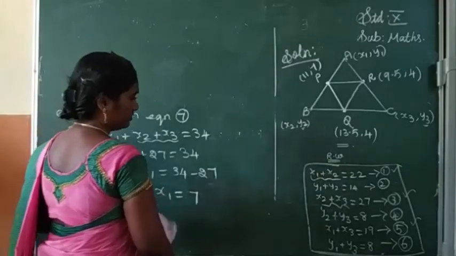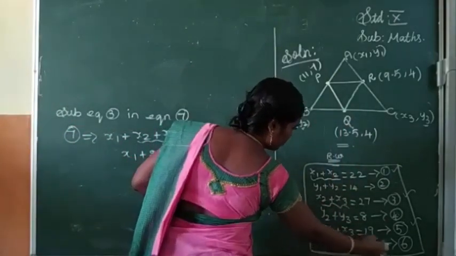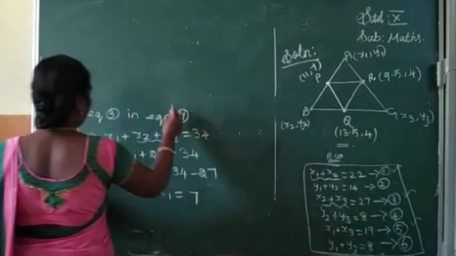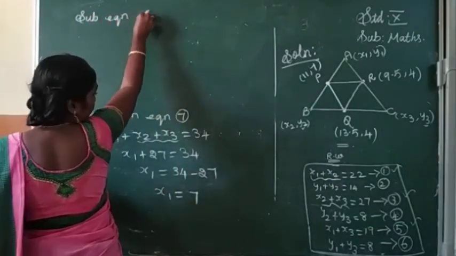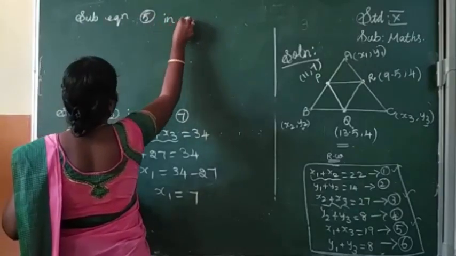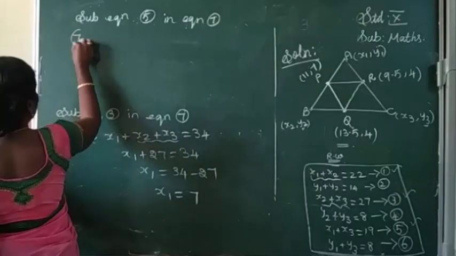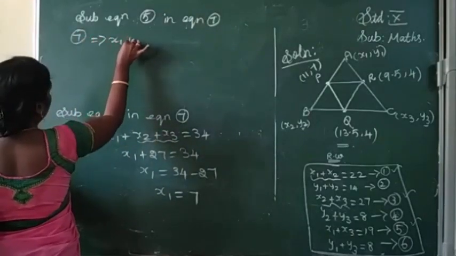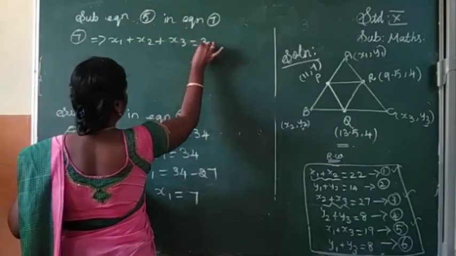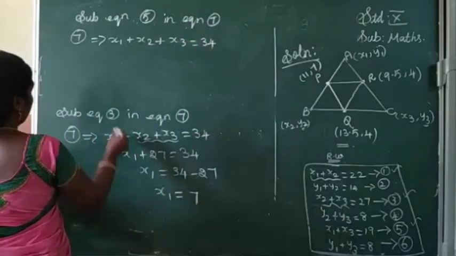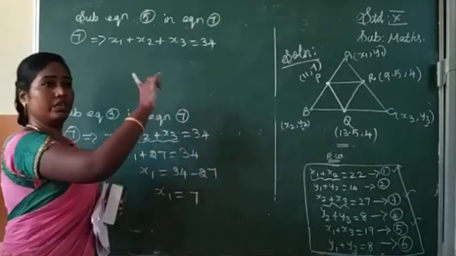Then substitute. We take a 5 now. We are going to substitute this fifth equation into equation number 7. So write substitute equation 5 in equation 7. What is the equation 7? x1 plus x2 plus x3 is equal to 34. This is the equation number 7. So I am going to substitute this fifth equation into equation number 7.